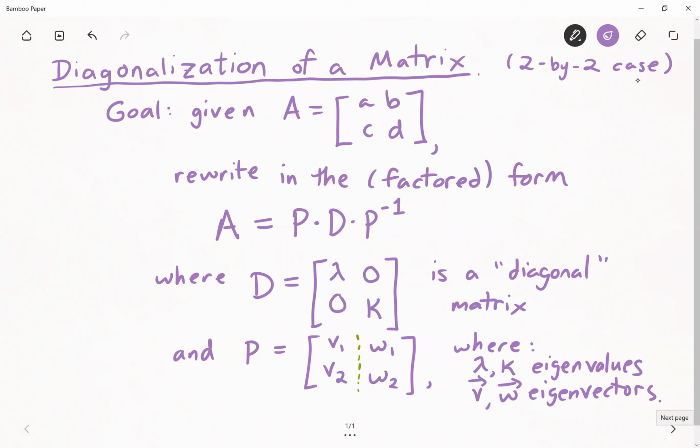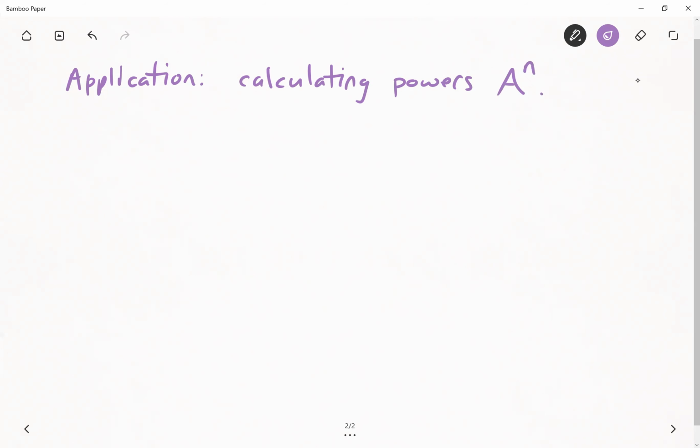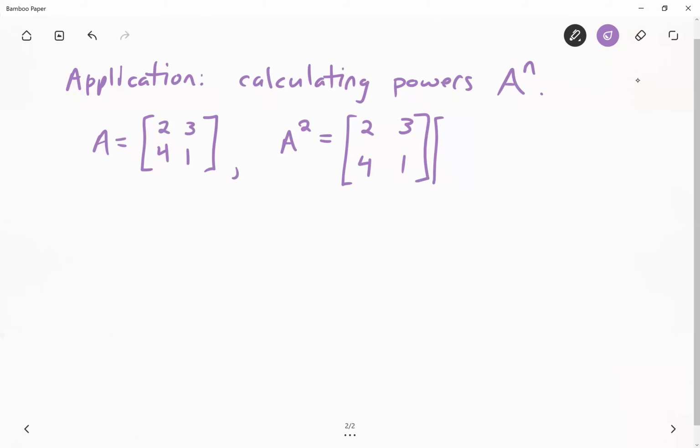There's a few reasons. One possible reason would be to calculate powers of a matrix. And so, for example, here's one application. Calculating powers of a matrix. Say A to some number n. If you want to multiply together, like let's say A is maybe the matrix 2, 3, 4, 1. If you want to calculate A squared, it's not too bad, right? We'll take 2, 3, 4, 1 times 2, 3, 4, 1.